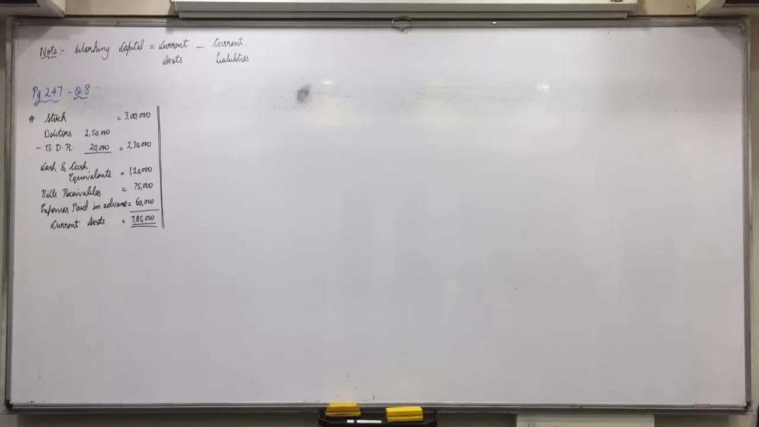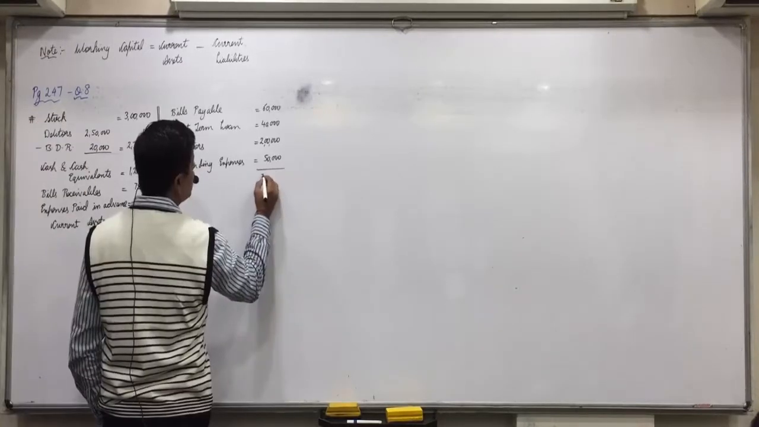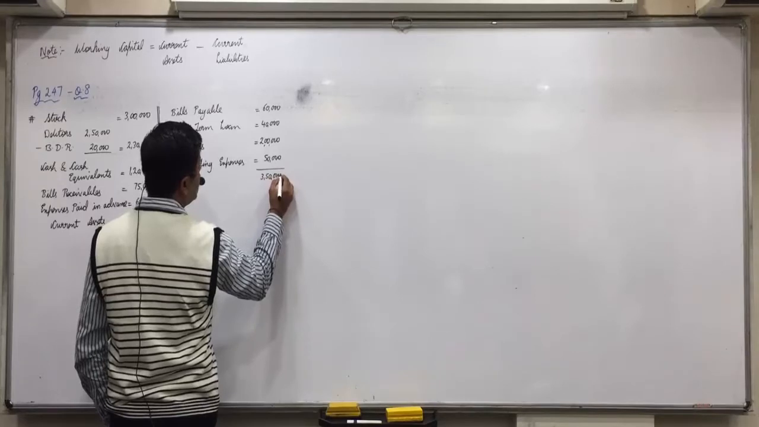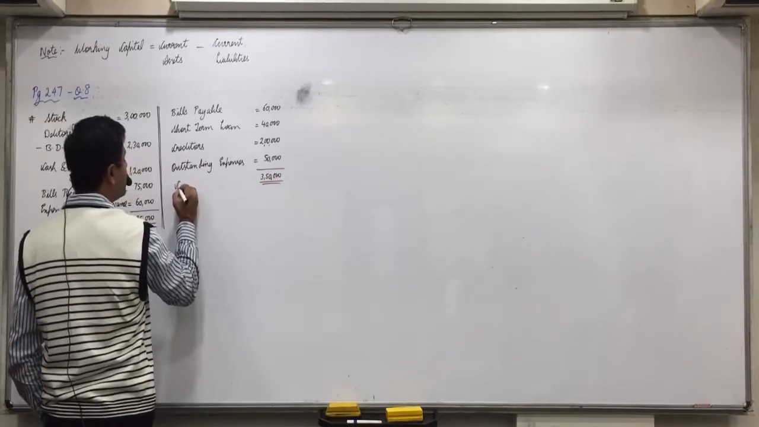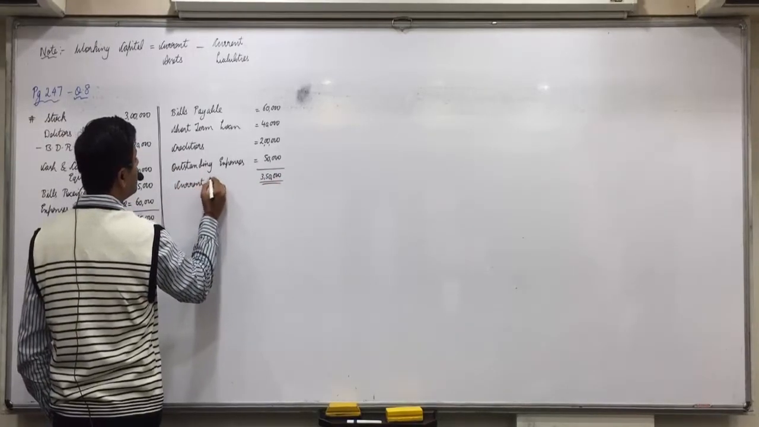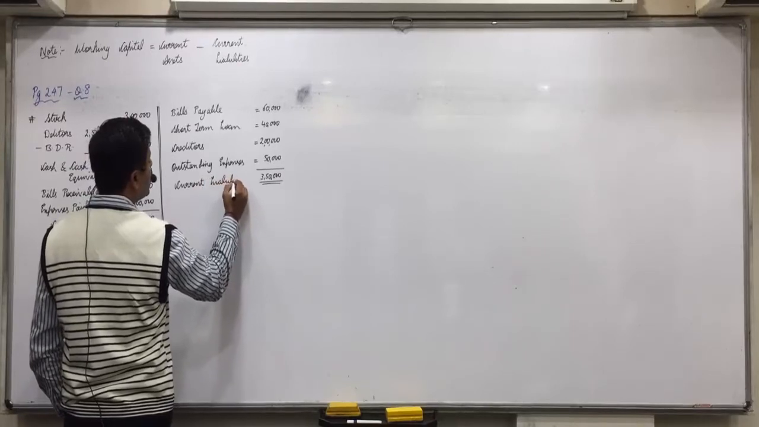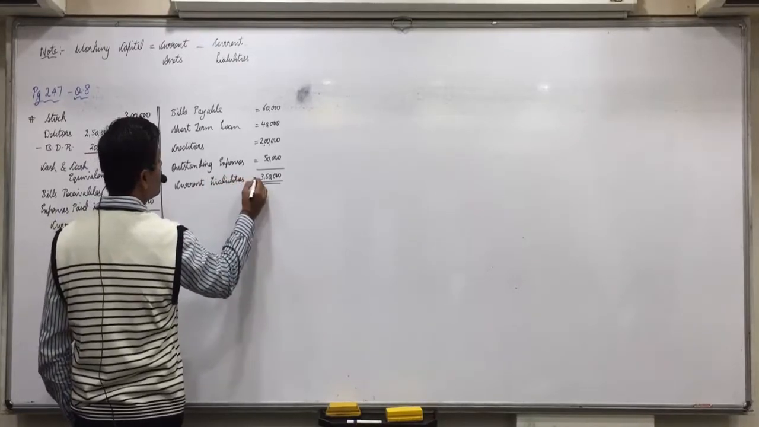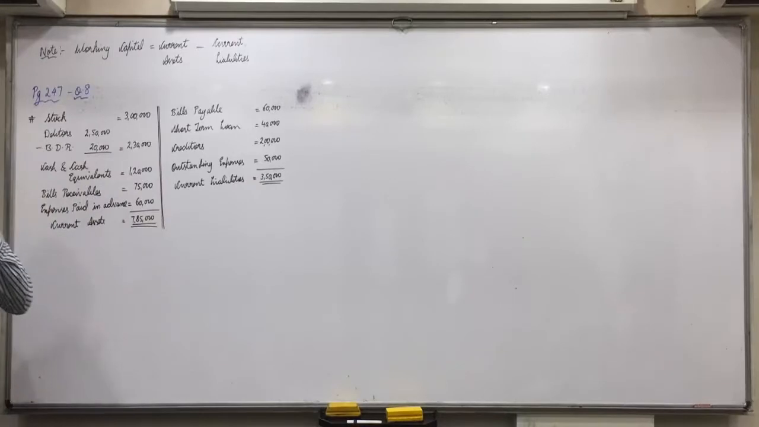Is everyone clear with it? Yes, sir. Now in the same way we'll find current liabilities on the right side. So bills payable 60,000. So 3,50,000 is current liabilities. Now current ratio can be obtained from this. Is everyone clear with this?